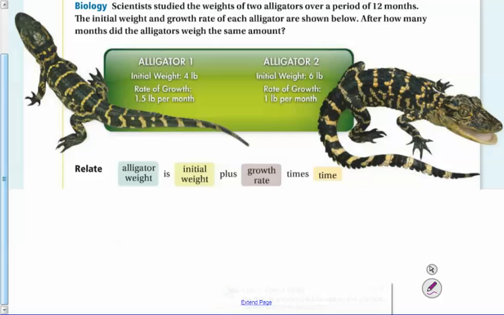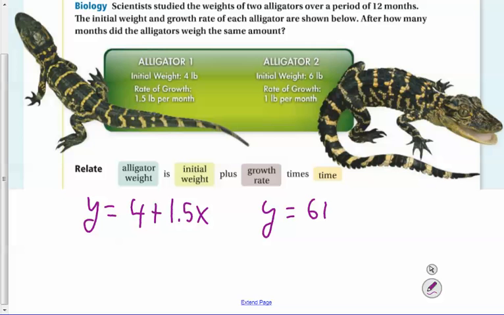So what I'm going to do is write y equals, the initial weight was 4, plus 1.5x. And the other one is y equals 6 plus 1x. Now when they ask where are they the same, how would I figure that out? There's a couple ways you can do that.